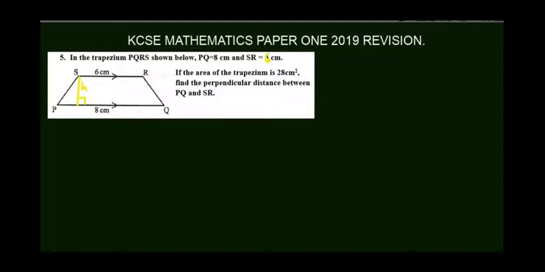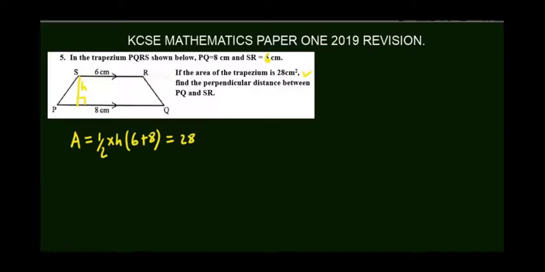So given that it's a trapezium, we'll use the formula for the area of a trapezium, which is a half times the height into the sum of two parallel sides, which in this case we have 6 and 8. So that should give us 28 square centimeters already provided in the question.